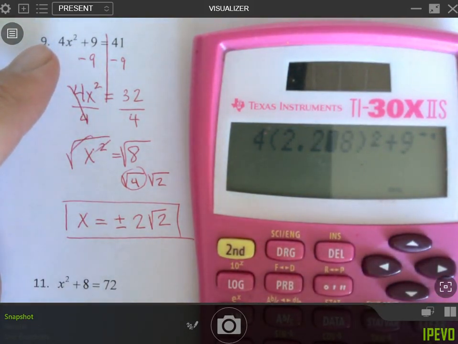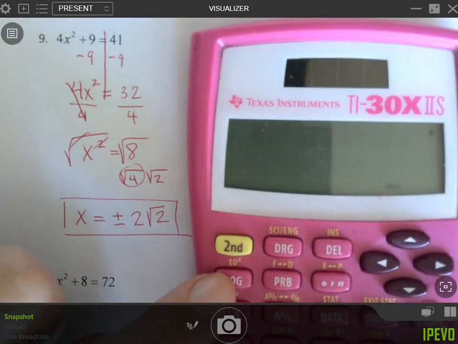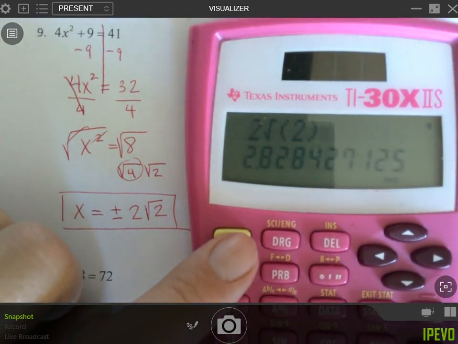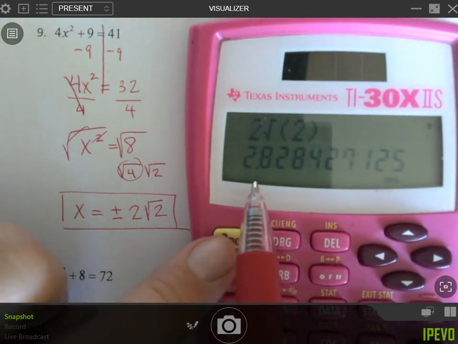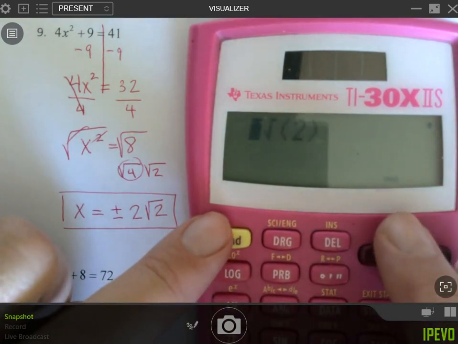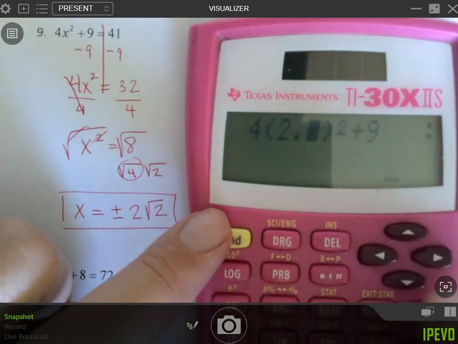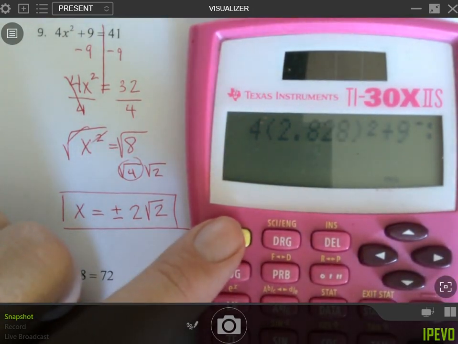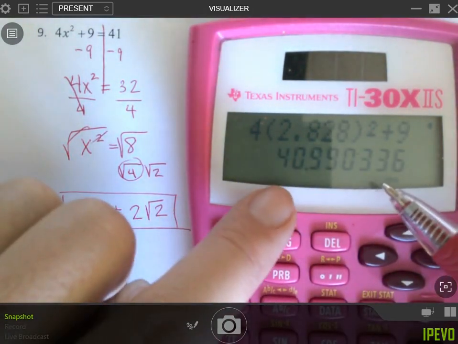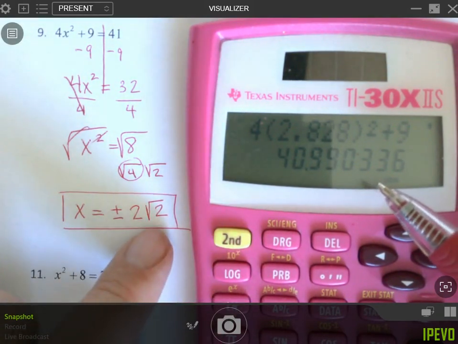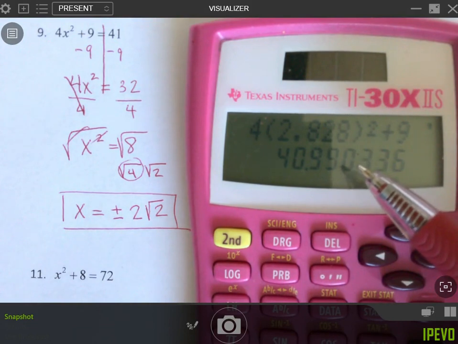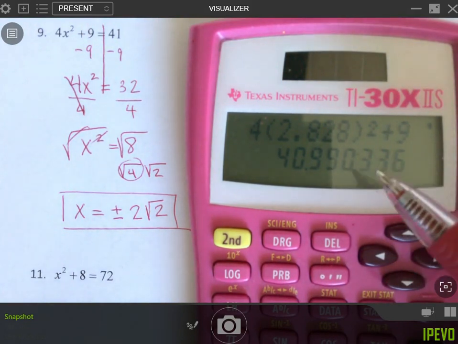Was it 2.83? I don't remember. Hold on. What was 2 square roots of 2? 2.828. That's what I wanted to do. All right. So if I come in here and add the next digit, do you see that I get even closer to 41? So if I wanted to test this, the more decimals I keep, the more place values, the closer to the number I get. The more I round it, the further away I get.